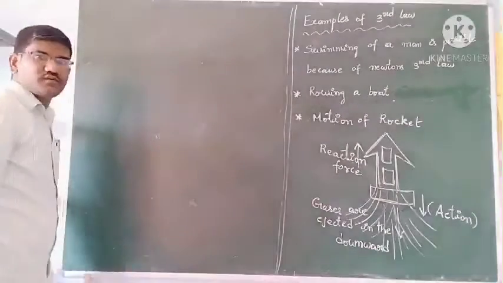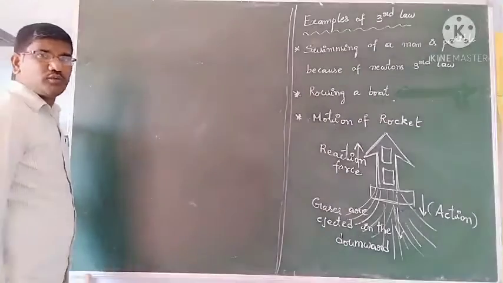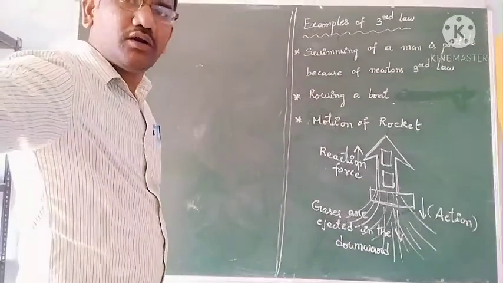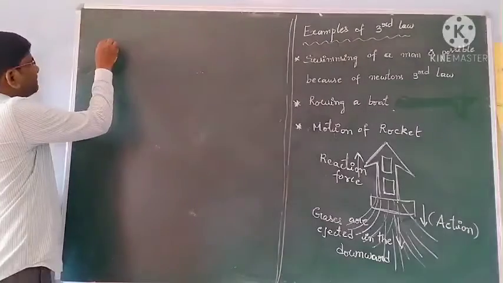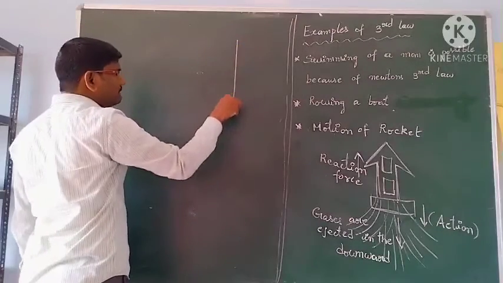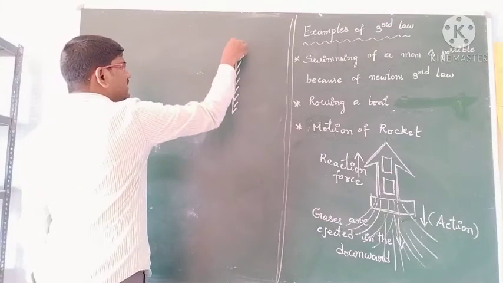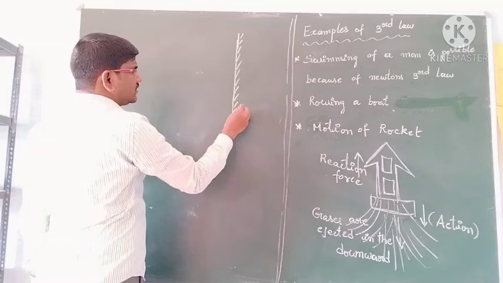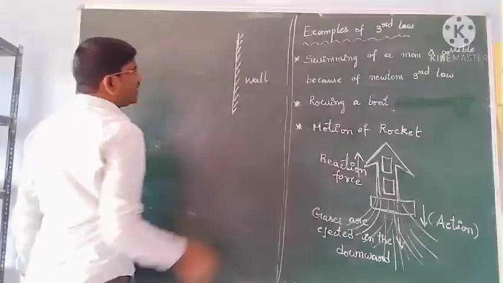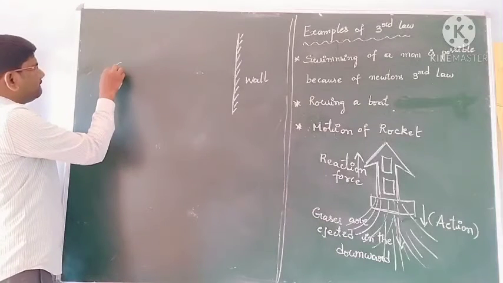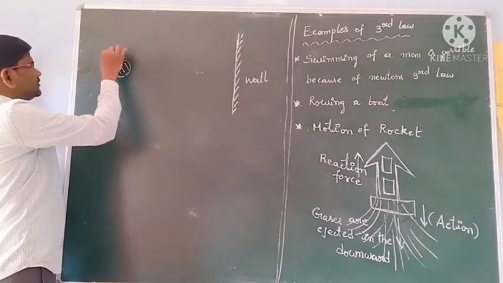And next one, students, next example. So what is that? Throwing a ball towards the wall. So next example. Consider students, this is the wall. This is a vertical wall. Okay students, this is the wall and this is the ball.